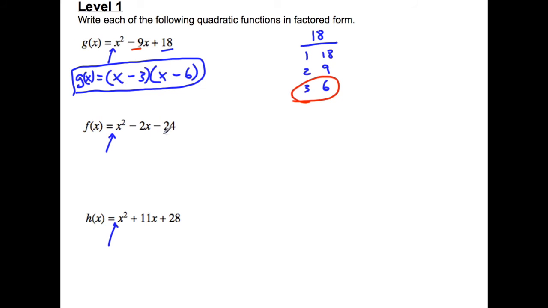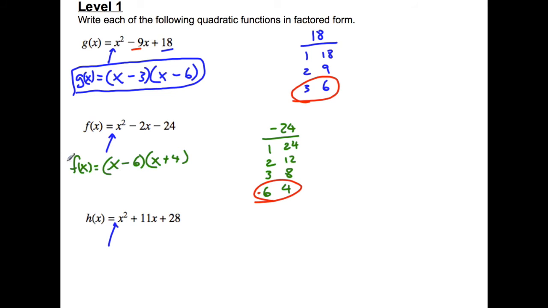We need to find two numbers that multiply to get negative 24 and add to get negative 2. Alright, here we go. We've got an interesting one here. 6 and 4, they add to 10, but I know that I need one of the numbers to be negative because this is negative 24. So if I make this 6 negative, now a negative 6 plus 4 is negative 2. x minus 6 and x plus 4.